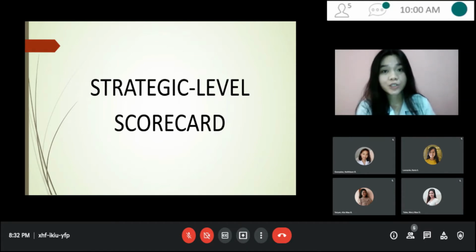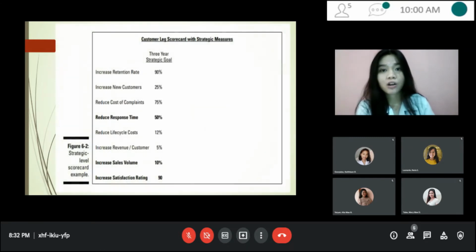By looking at your lecture, on page 104, you can see the table for the strategic level scorecard. The left column are the examples of key measures for the customer scorecard, while on the right column are the long-term strategic goals that the organization wants to achieve.